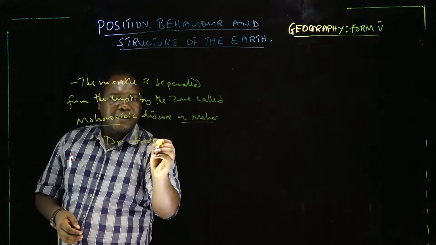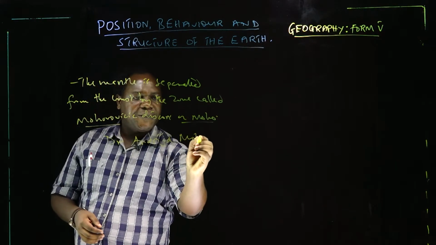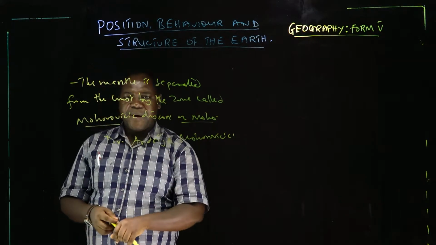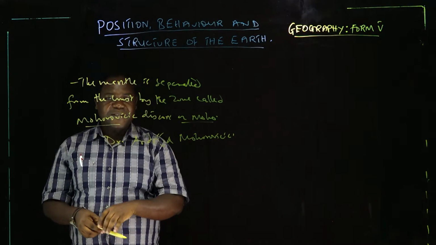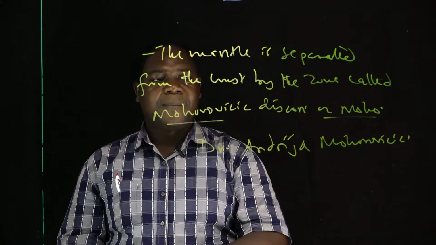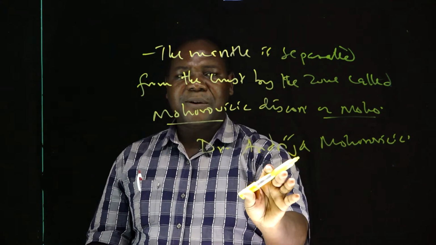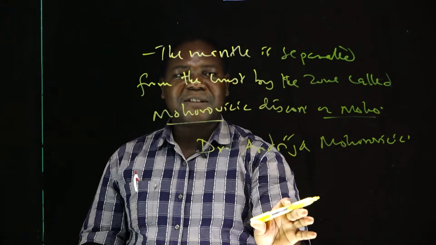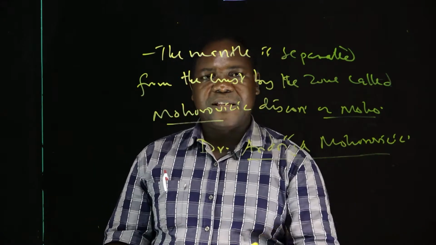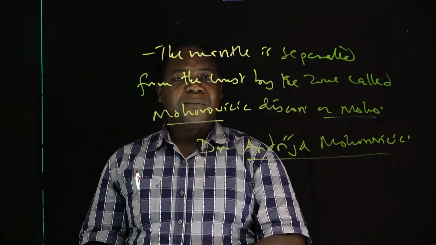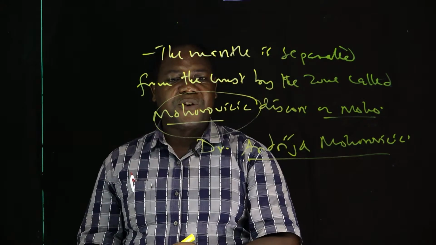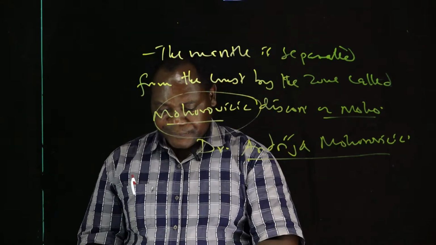Andrija Mohorovic. So when we speak about seismology, this is the study of earthquakes. He is the very person who studied the Earth's internal structure, the crust and the mantle, and finally came up with the zone of separation known as the Mohorovicic discontinuity. Therefore, it bears its name from the scholar who inaugurated the idea.